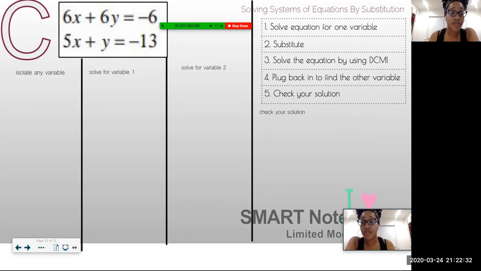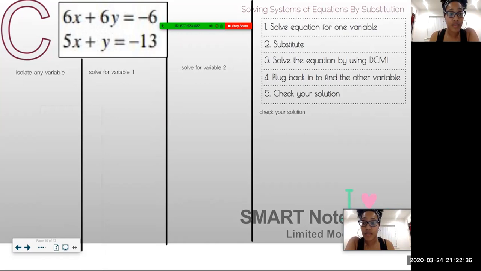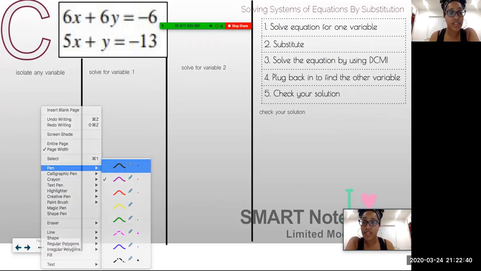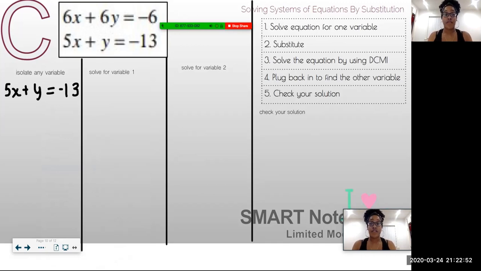So what I'm going to do is rewrite the equation just exactly how it appeared, using black ink to make this easy for you guys. So it said 5x plus y equals negative 13. I am going to solve for the variable y. I want to know what y is equal to. That way, it'll be just like the problems that we've been working on before.